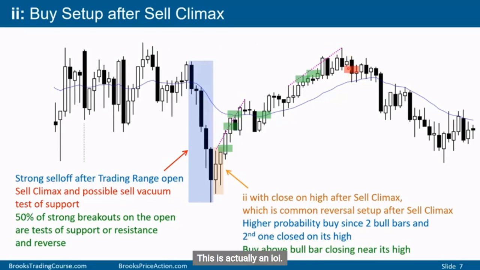Decent bear bar. This is actually an IOI. This is an inside bar after an outside bar. It's a bull bar, so not a great short. Some traders will sell below the low of this bear bar. Some traders will wait for a second bear bar, maybe sell below that.